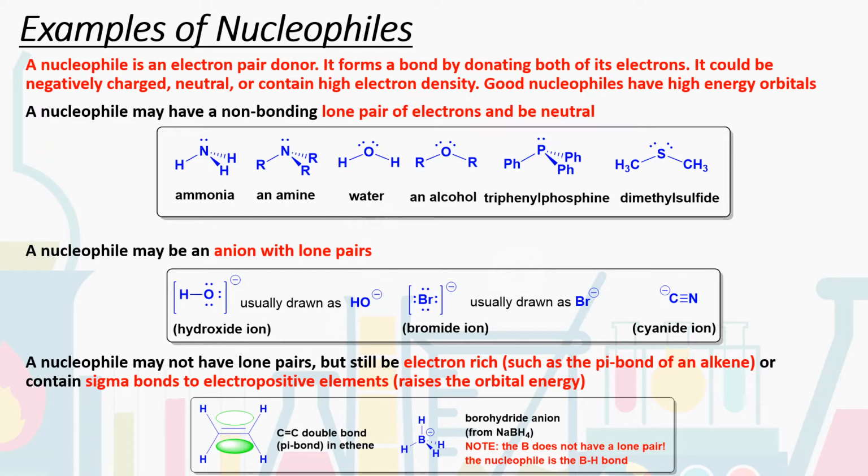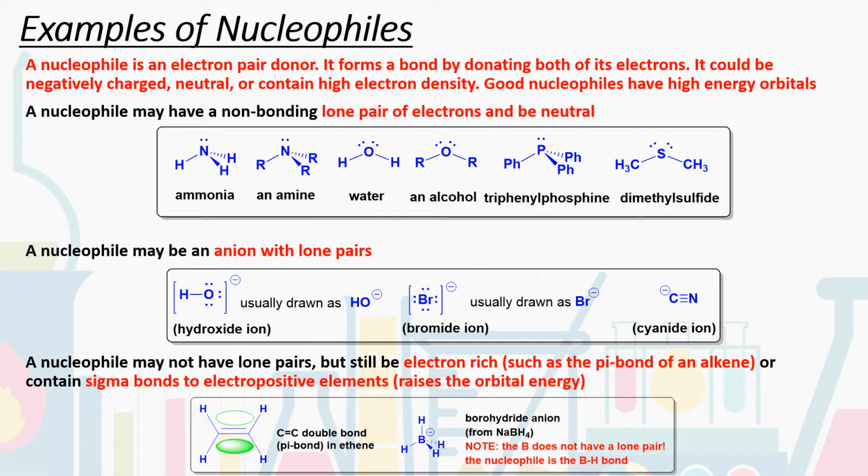And some other ones that you may not have seen before, triphenylphosphine and dimethyl sulfide. While they're based off slightly different elements, you can still see that they are overall neutral, and they have lone pairs on them that can be used to be donated. Now actually the triphenylphosphine and the dimethyl sulfide are better nucleophiles than the nitrogen and oxygen based ones because they have higher energy orbitals. If you look at your periodic table, you'll see that nitrogen and oxygen are in period 2, whereas phosphorus and sulfur are in period 3. Because they're in a higher period of the periodic table, they have higher energy orbitals.